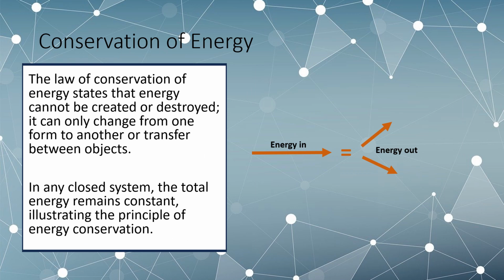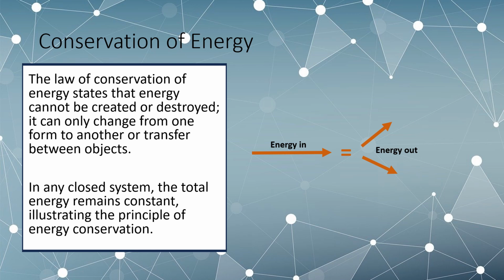The most important idea when dealing with energy is the law of conservation of energy. This states that energy cannot be created or destroyed. It can only change from one form to another or transfer between objects. This means whatever energy you're putting into a system will come out of that system. It doesn't necessarily mean it'll be the same type of energy, as it might transfer or transform, but it's still the same amount of energy.